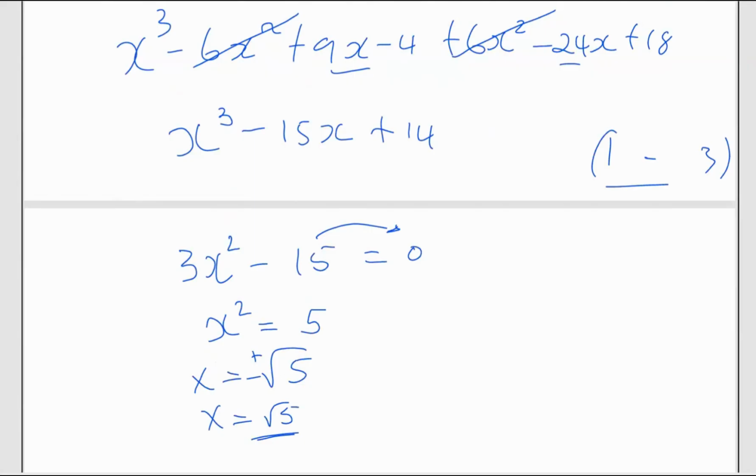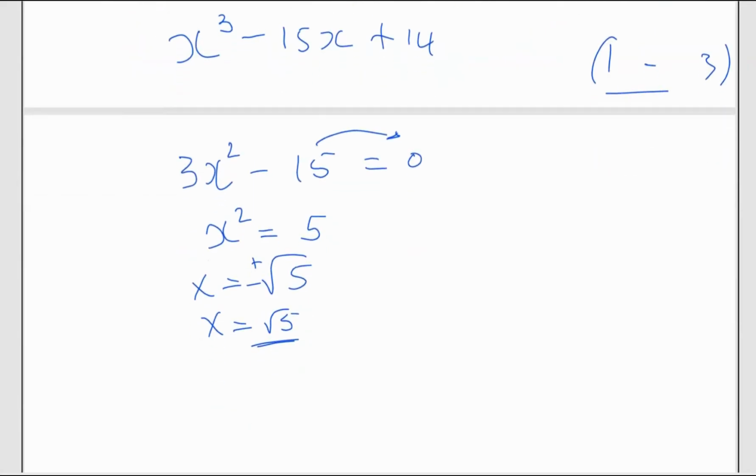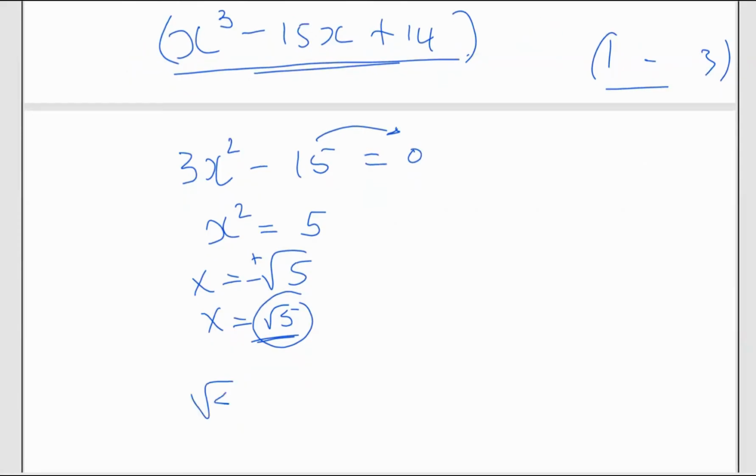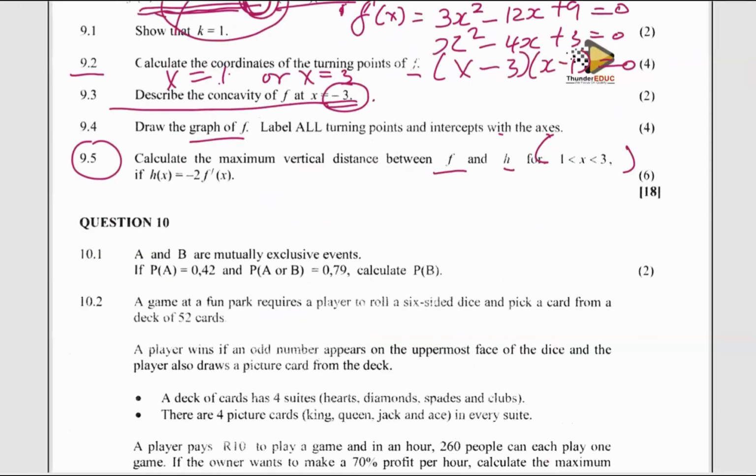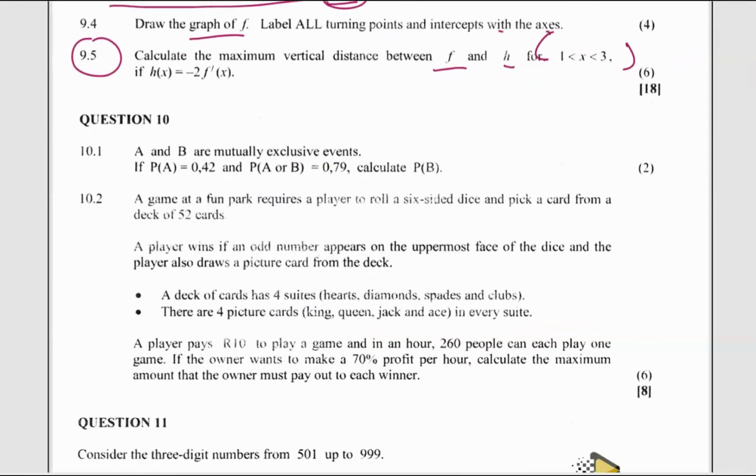Since the question is asking for the distance or the maximum distance, I'll get this root 5 and substitute it into this distance formula of ours. So it's going to be root 5 cubed minus 15 times root 5 and then plus 14. If that happens, I'm ending up with 38.36 units as my answer. Okay, then question number 10, we're almost there.